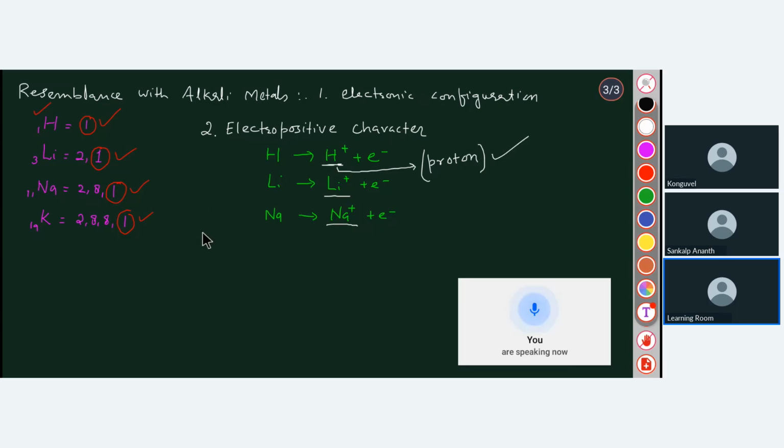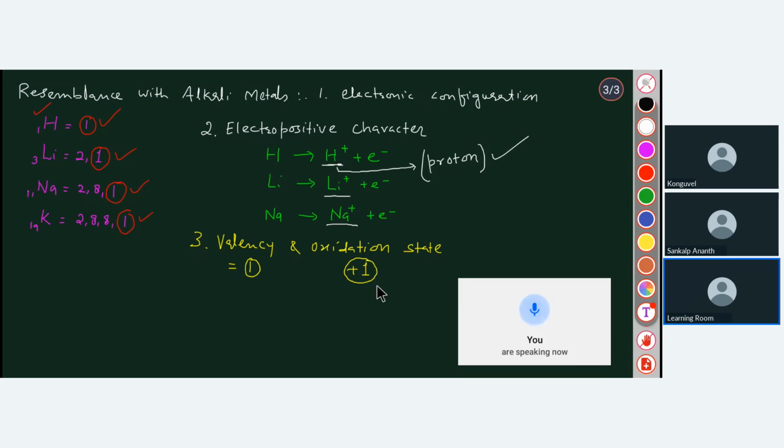Now another resemblance is the valency. All these have the same valency, isn't it? Yes, sir. Valency and oxidation state. If we talk of either valency or oxidation state, it will be the same. What is the valency shown by hydrogen? It is 1, and all other alkali metals also have valency 1, right? Yes, sir. Exactly. Now if we talk of oxidation state, what will be the oxidation state of alkali metals and hydrogen? It will be plus 1, sir.